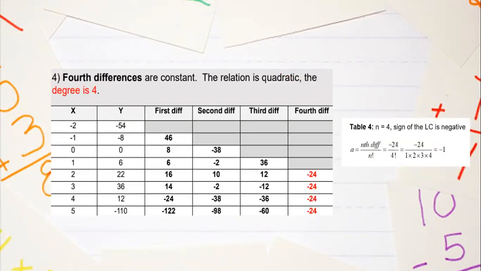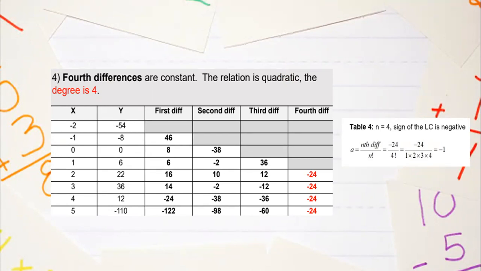Fourth difference is the same. Now we don't have solved ones. We have x is minus 2, minus 1, 0, 1, 2, 3, 4, 5. Y is minus 54, minus 8, 0, 6, 22, 36, 12, minus 1, 1, 0. So the first difference would be minus 8 minus minus 54, which would give us 46, and so on.